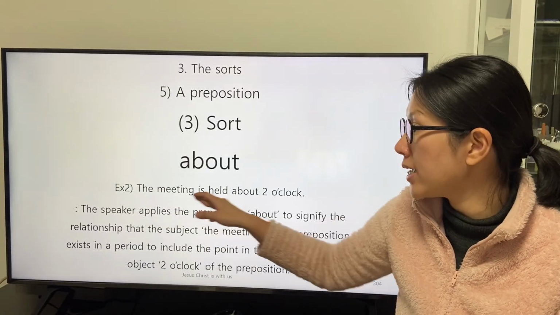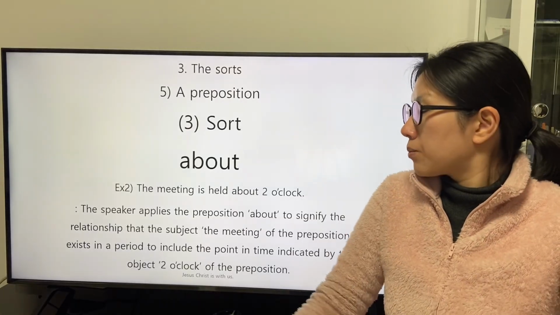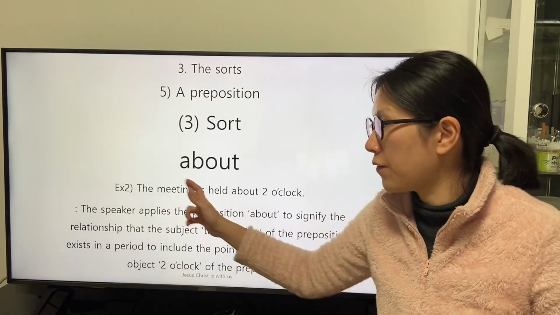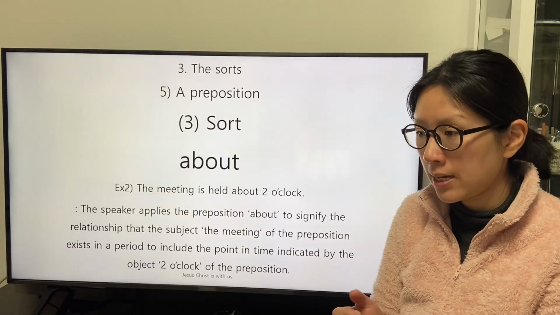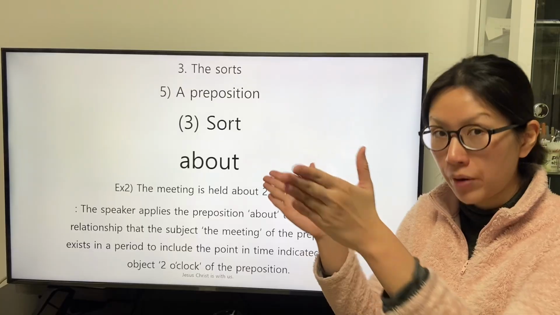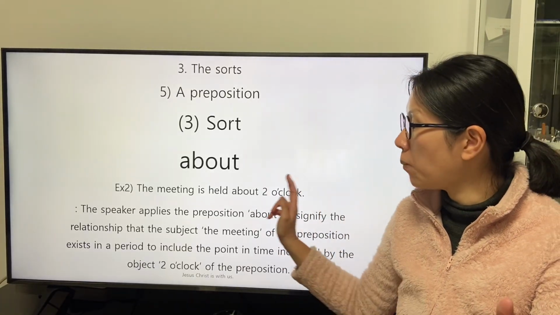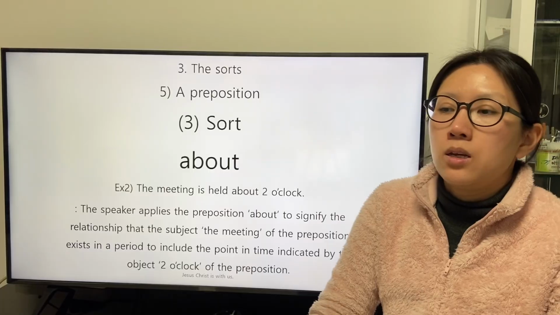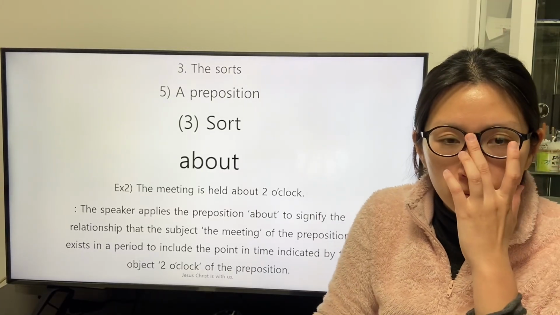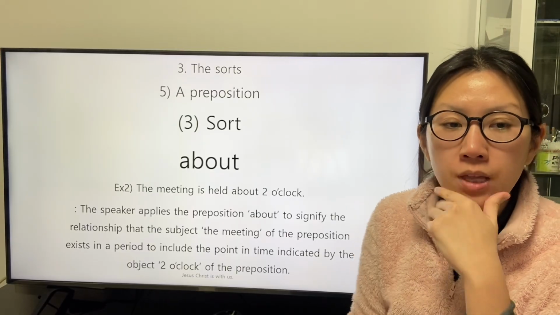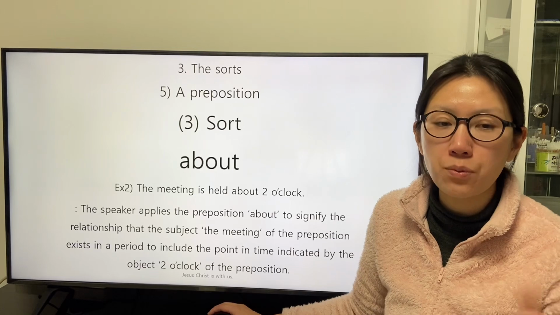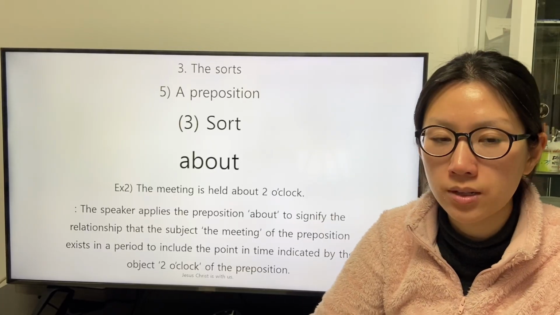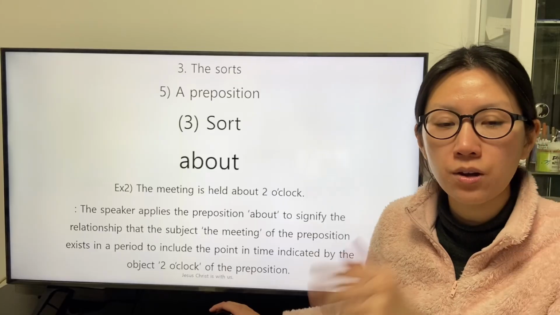The second clause is this. The meeting is held about 2 o'clock. From the definition of the preposition about, we can understand that the existence of the subject, the meeting, is described in a range, including the object of the preposition 2 o'clock that is specified. The speaker applies the preposition about to signify the relationship that the subject of the preposition exists in a period to include the point in time indicated by the object 2 o'clock of the preposition.